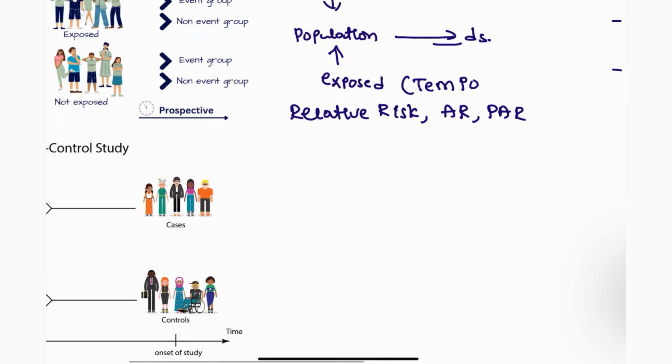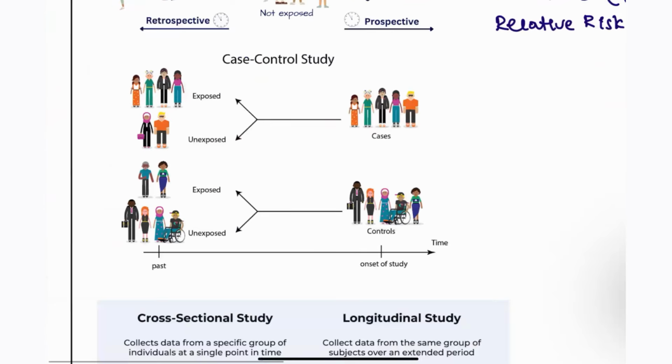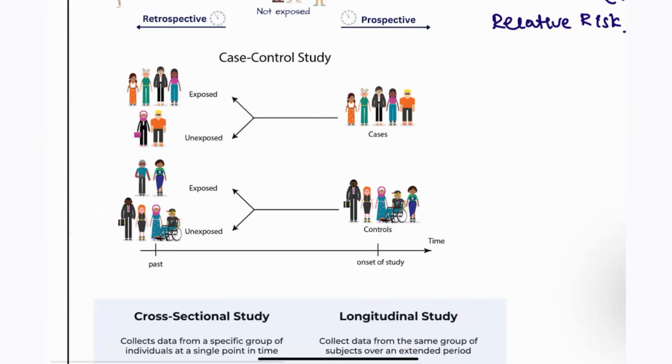So you took the cases and controls. You are going to look back at whether they were exposed or non-exposed. So you are going into the past of the patient. This is known as retrospective, calculated by the odds ratio, and it is best to check for rare diseases. Okay, this is the case control study.